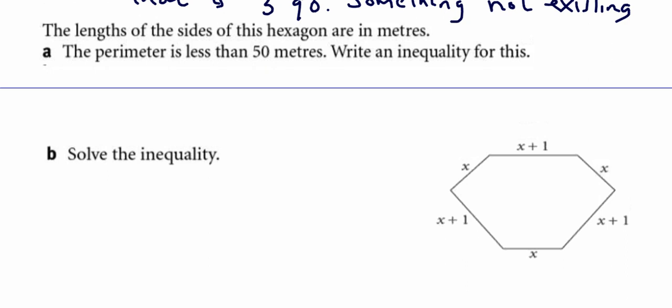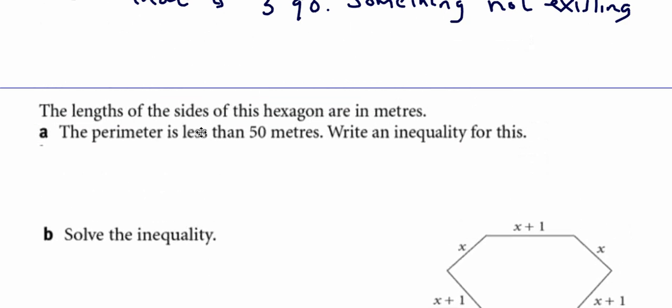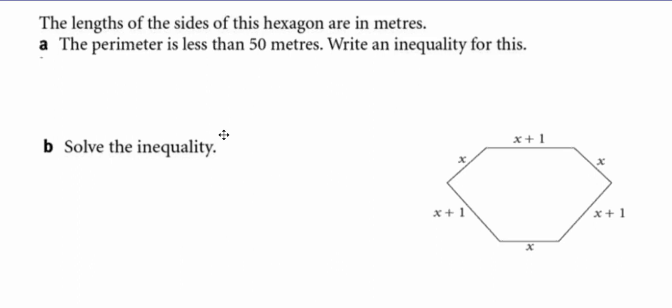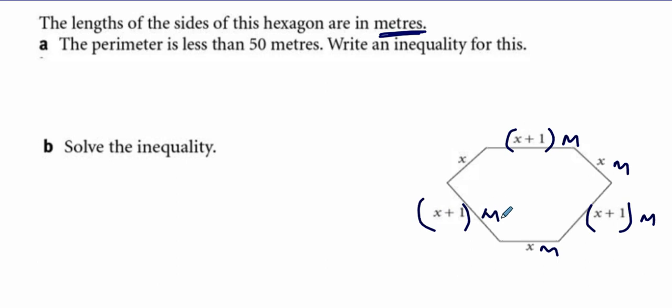Okay, we have another question here. The length of the sides of this hexagon are in meters. So we can just say this is x plus 1 meter, x meter, x plus 1 meter, x plus 1 meter, and x meter.